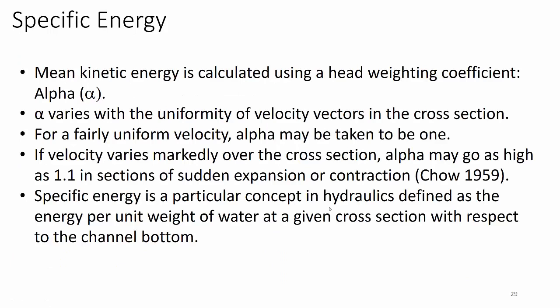The mean kinetic energy is calculated using a head-weighted coefficient. That's alpha. Alpha varies with uniformity of velocity vectors in a cross-section. For fairly uniform velocity, it's generally 1. If velocity varies markedly over the cross-sectional area, it can go as high as 1.1. Specific energy is a particular concept in hydraulics defined as the energy per unit weight of water at a given cross-section with respect to the channel bottom.